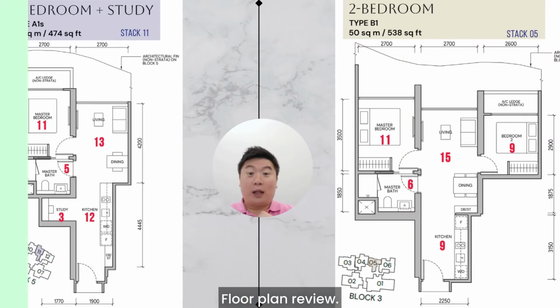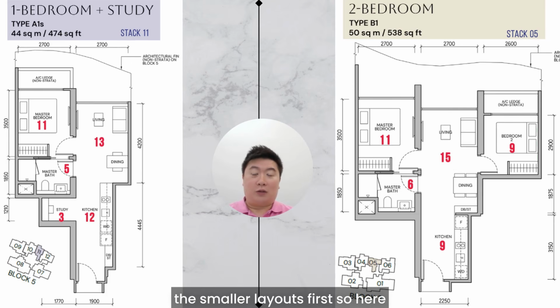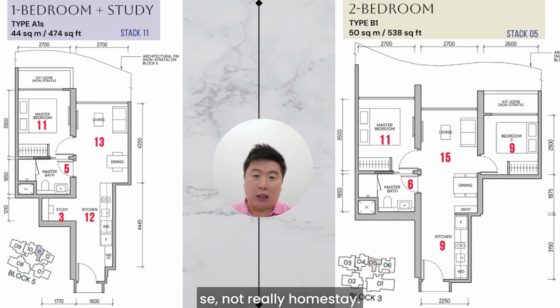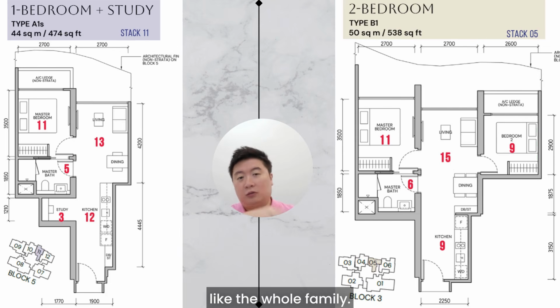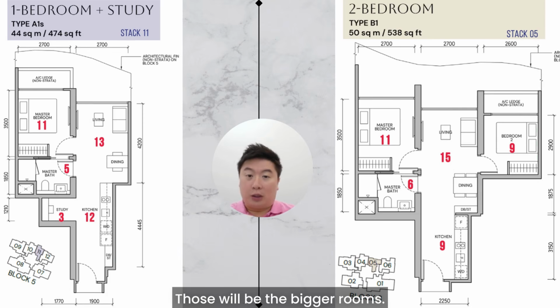Now, let's move on. Floor plan review. Obviously, we'll start with the smaller layouts first. So here you have the 1+ study versus the 2 bedroom, the 2 bed, 1 bath in Zion Grand. To me, these two are really investment units per se, not really homestay. Although you can also say they are rental for the long stay as service apartment. There may be some spillover, so this can be considered for smaller families and singles, not those that like the whole family. Those will be the bigger rooms.